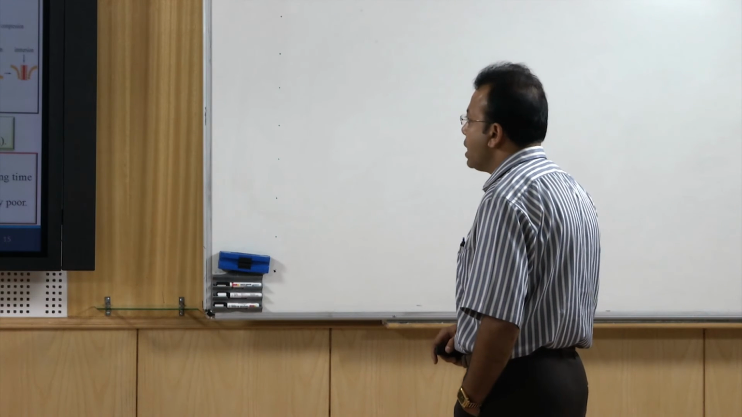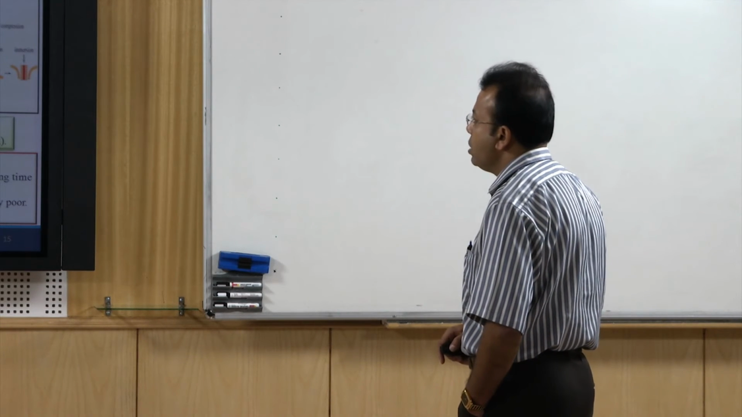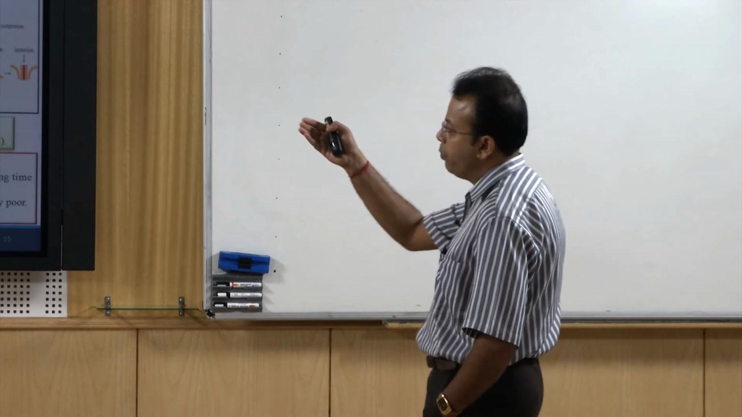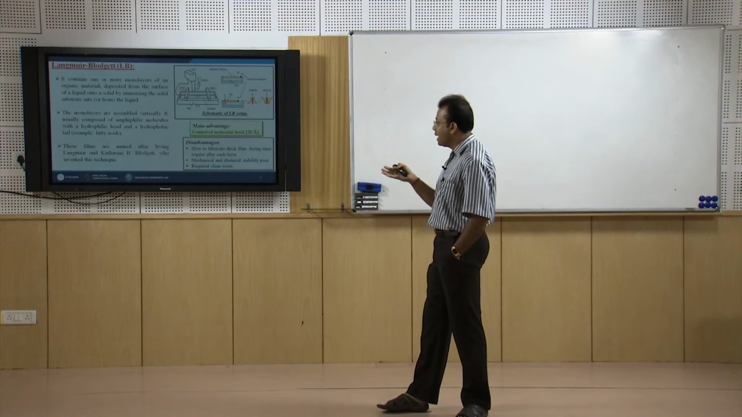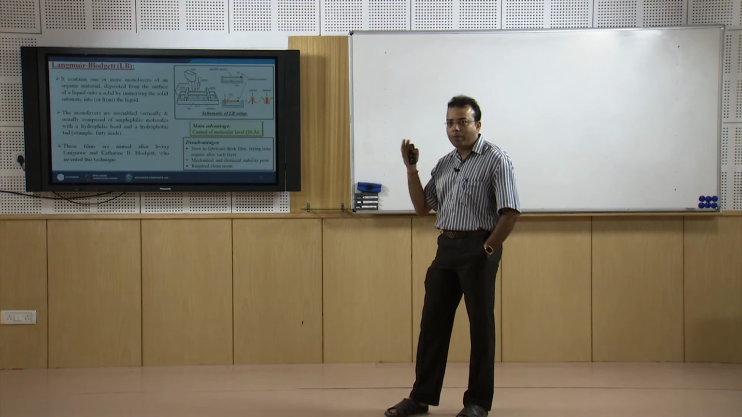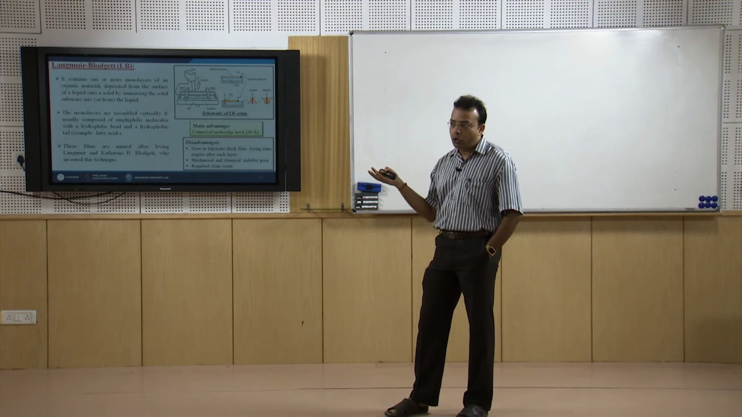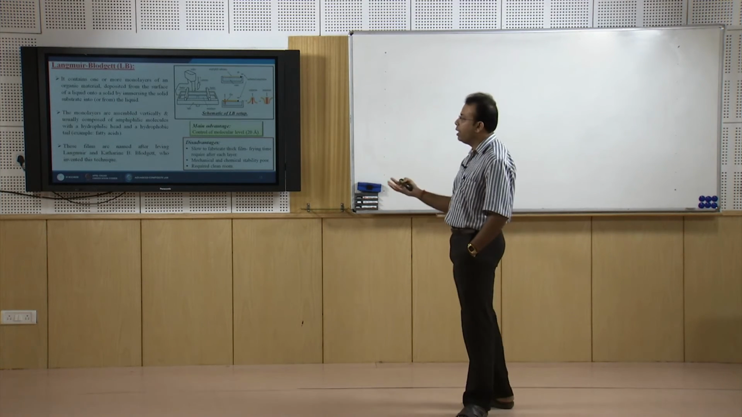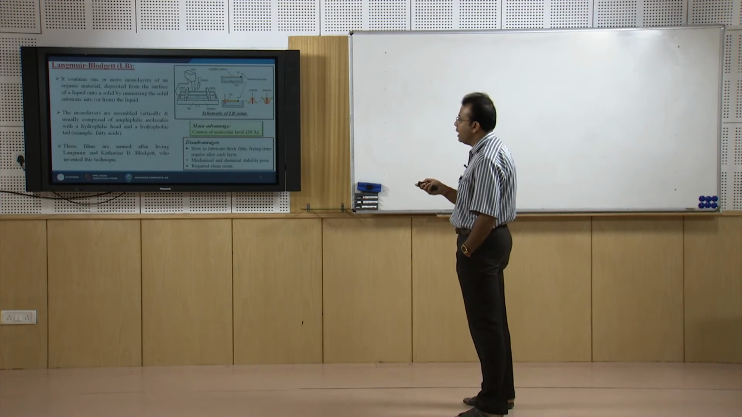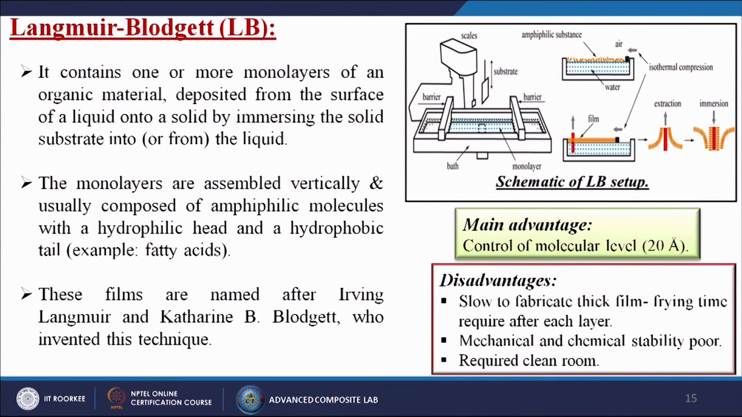Next we are going to discuss Langmuir-Blodgett. It is also one kind of technique. The famous scientists Irving Langmuir and Catherine B. Blodgett invented these methods. So, keeping their names, this particular technique is called the Langmuir-Blodgett technique. It contains one or more monolayers of an organic material deposited from the surface of a liquid onto a solid by immersing the solid substrate into the liquid.